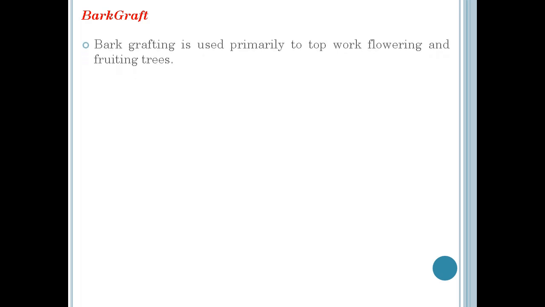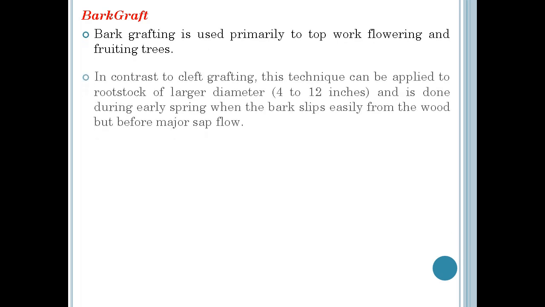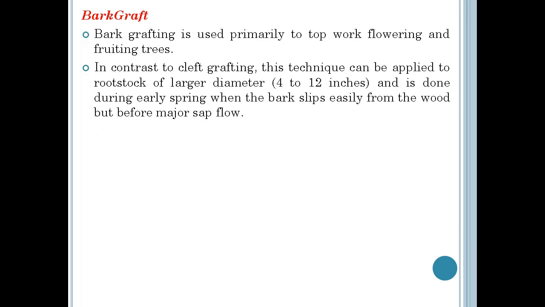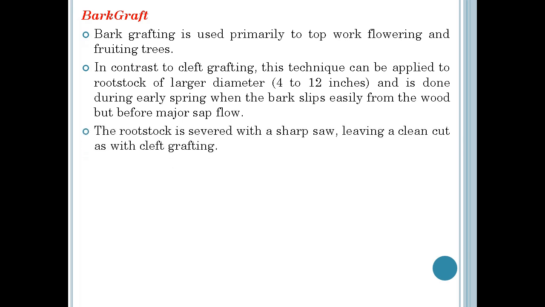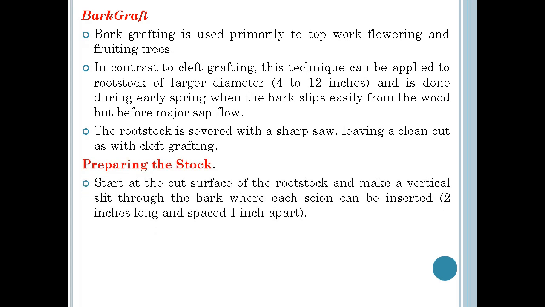Bark graft. Bark grafting is used primarily to top work flowering and fruiting trees. In contrast to cleft grafting, this technique can be applied to rootstock of larger diameter and is done during early spring when the bark slips easily from the wood but before major sap flow. The rootstock is severed with a sharp saw, leaving a clean cut as with cleft grafting.